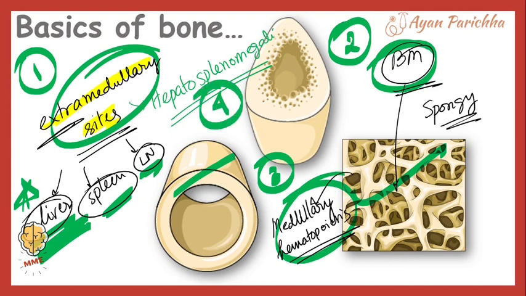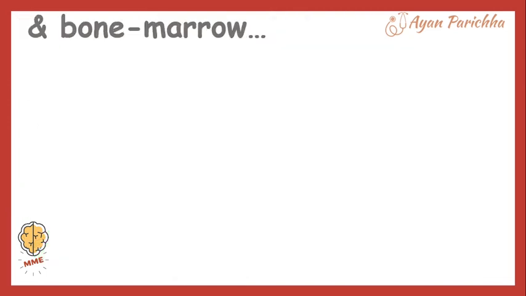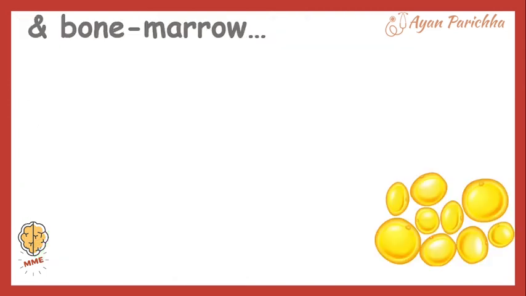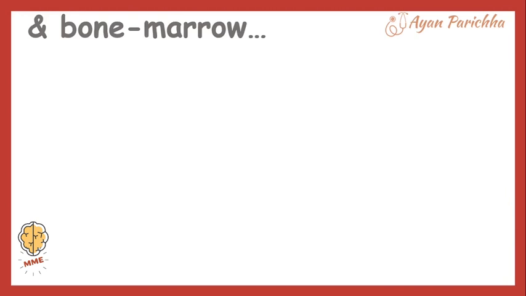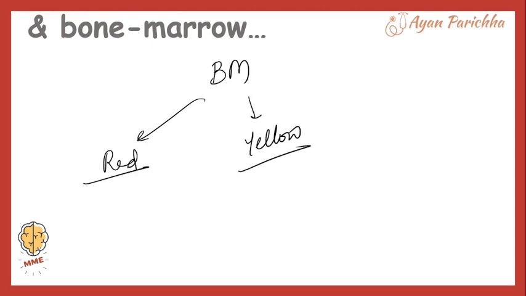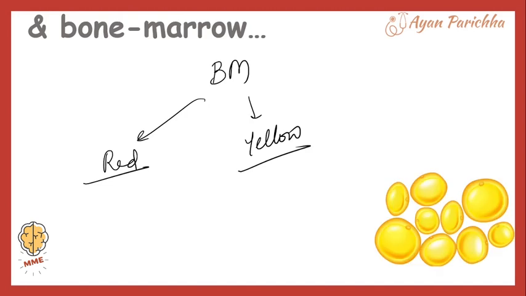Right, now let's take the story a step further. Now, bone marrow has two types. Let us see what kinds of bone marrow there are. Bone marrow can be red bone marrow, and there is also yellow bone marrow, right? Now, why yellow bone marrow? Whenever you hear the word yellow in your anatomy, physiology, or in medicine per se, you should always think of one kind of cell. What is that cell? Yes, that is adipocytes, the oil droplets.